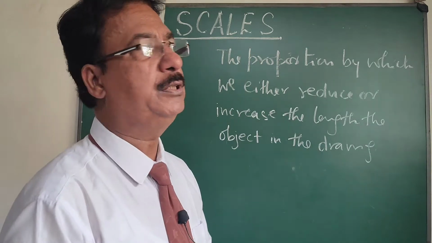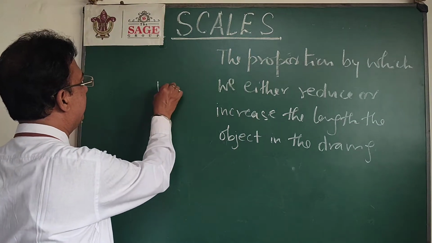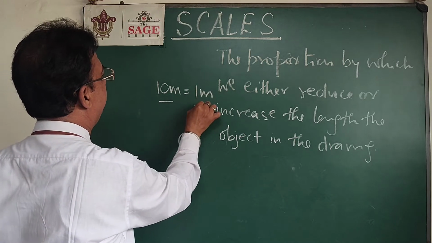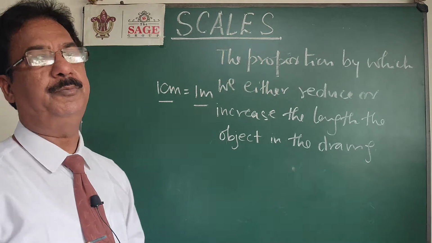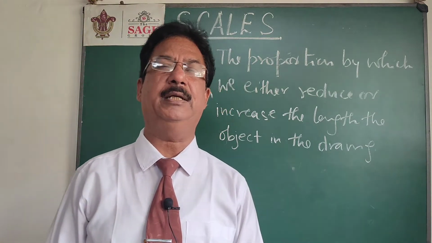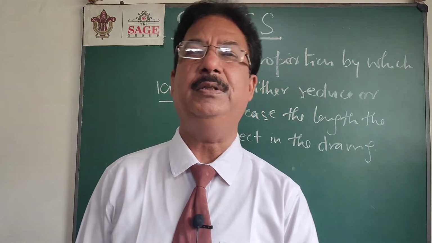So scale is the proportion. Suppose I say 1 centimeter equals 1 meter. Now the meaning will be this 1 centimeter in the drawing, in actual that will be 1 meter. It means 1 meter will be the actual size of the object and we are reducing it to 1 centimeter.